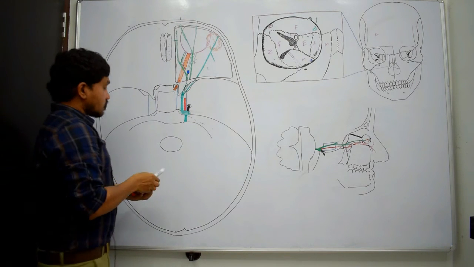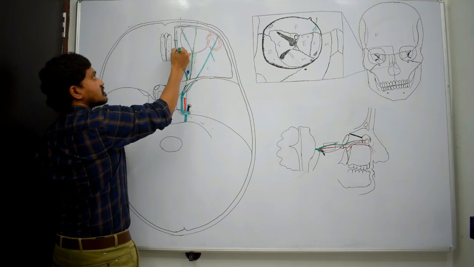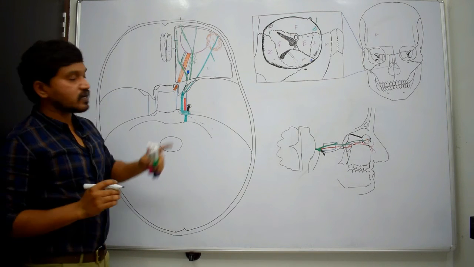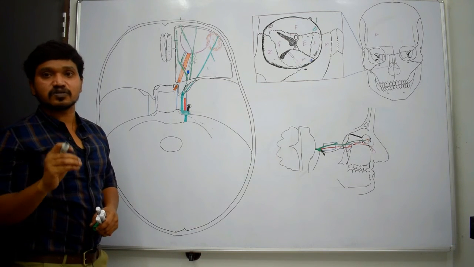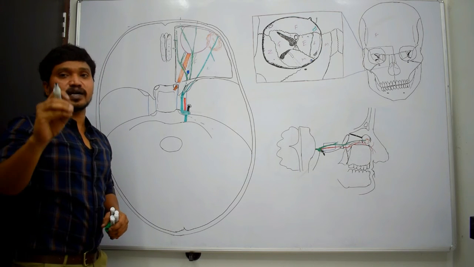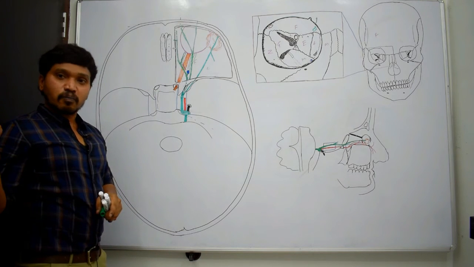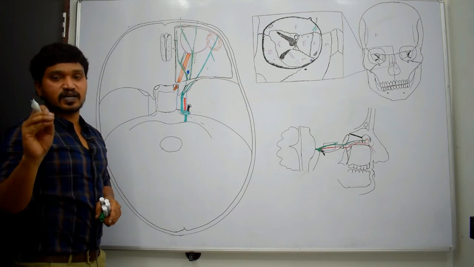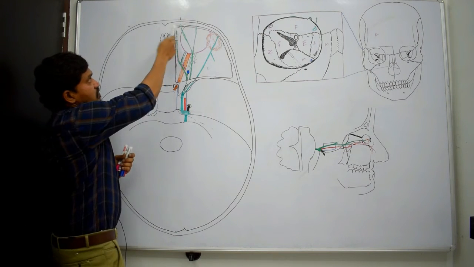Then it will give one more branch here, passing through the posterior ethmoidal canal. This is the posterior ethmoidal nerve. After passing through the posterior ethmoidal foramen, it supplies the ethmoidal air sinuses and sphenoidal air sinuses. That's it. You remember up to that. Clear? Then you will see the terminal branches.